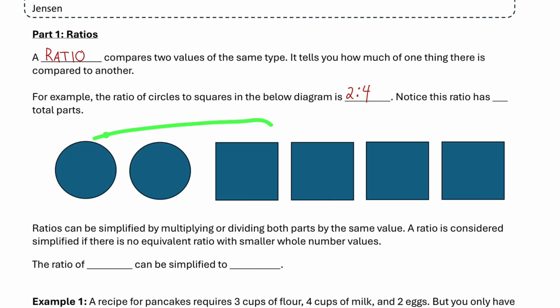And when writing a ratio, those numbers would be separated by a colon. From the diagram, we can tell that there are 6 total shapes, and we can tell just from the ratio the total number of objects by adding the 2 numbers in the ratio. 2 plus 4 is 6. So notice this ratio has 6 total parts.